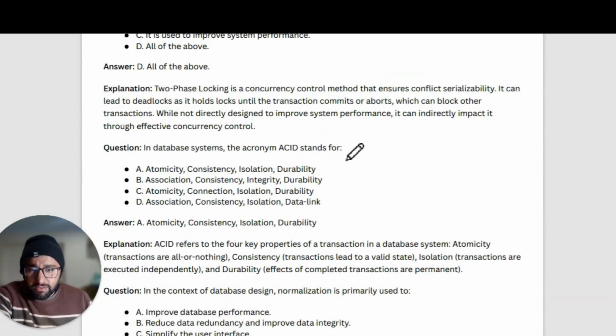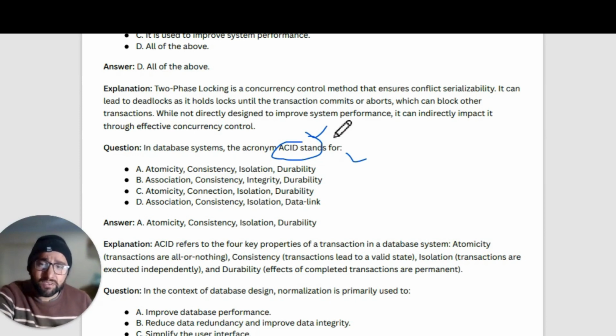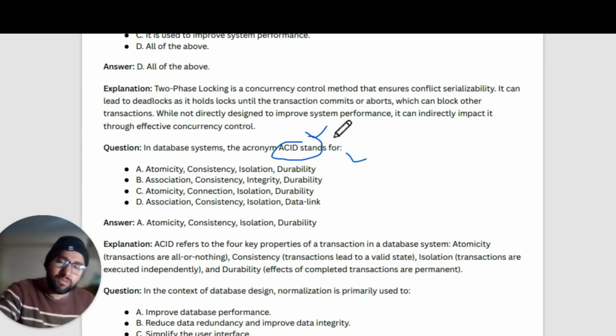And in the second question, there is a very famous acronym in database management systems, which is ACID. What it states is atomicity, consistency, isolation, and durability. This is a very, very important concept. So atomicity means indivisible data, unique data. Transactions are all or nothing, whether it happens or not. It is a concept that relates to the Boolean concept we study in digital electronics or programming.